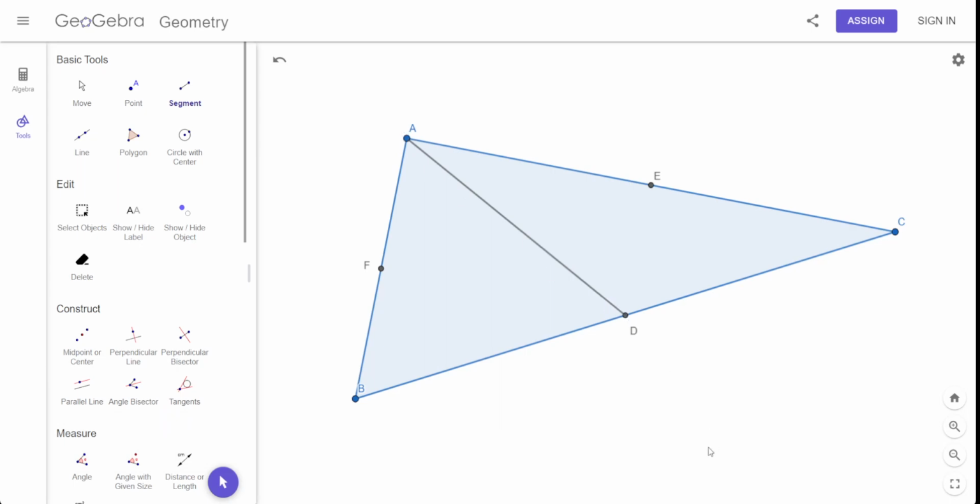And what line do I have there? I got line segment AD. What is that? No, it's not altitude. Altitude goes perpendicular. What did we just finish talking about? The median. It's called the median. That's right. It's the line segment that goes from the vertex to the midpoint of the opposite side.